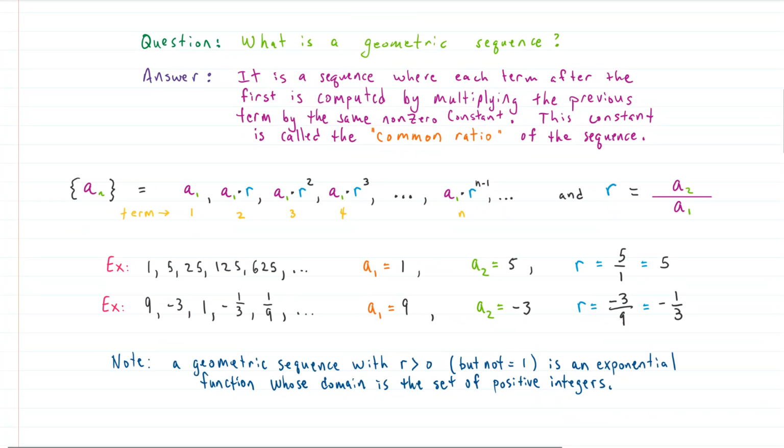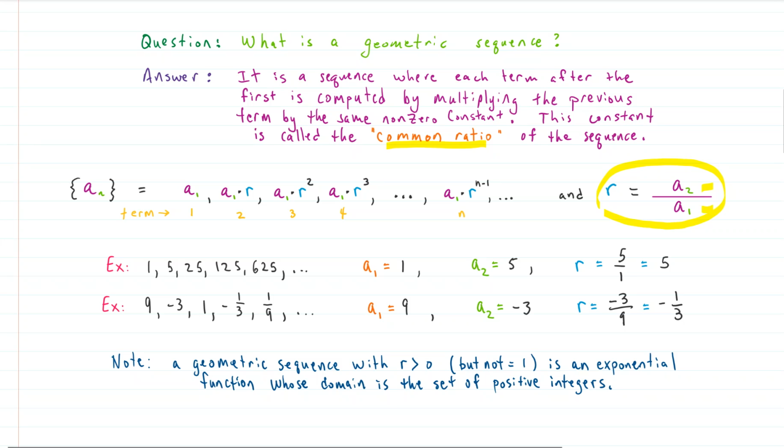First question, what is a geometric sequence? A geometric sequence is a sequence where each term after the first is computed by multiplying the previous term by the same non-zero constant, which we call the common ratio. The common ratio can be found by taking the second term, a sub 2, and dividing a sub 2 by the first term, a sub 1.